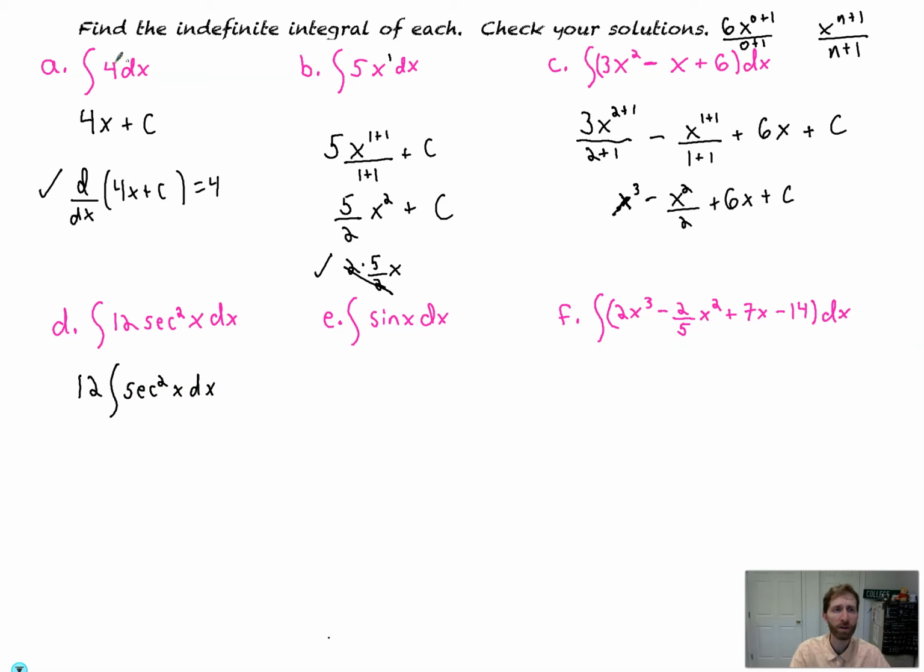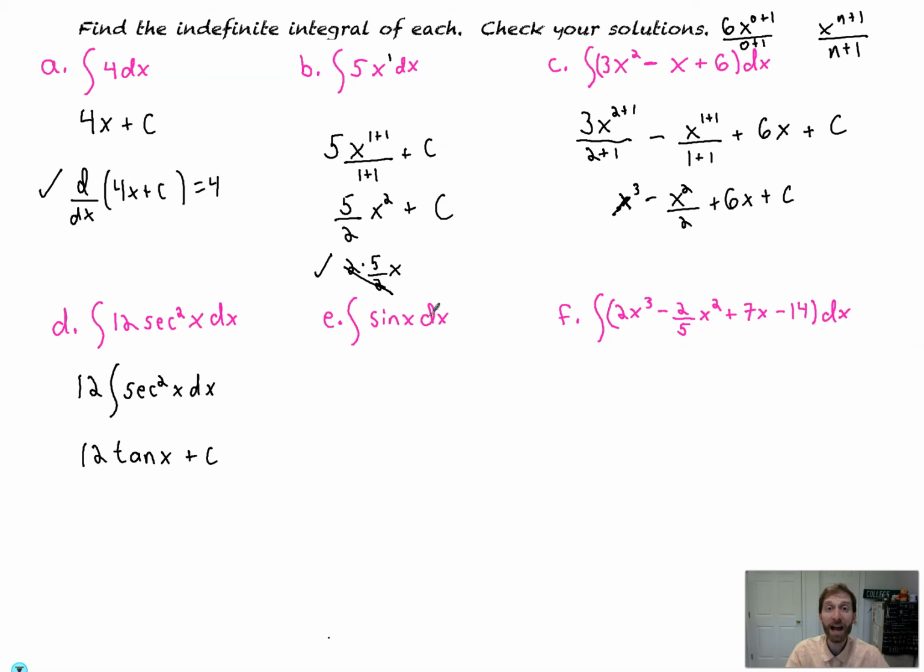We could have done that with the 5 here as well as the 4 there if we wanted to. So the derivative of what gives me secant squared? That's tangent. So this would be 12 tangent x plus c. That's all. 12 tangent x plus c. That's our answer. All right, let's keep going.